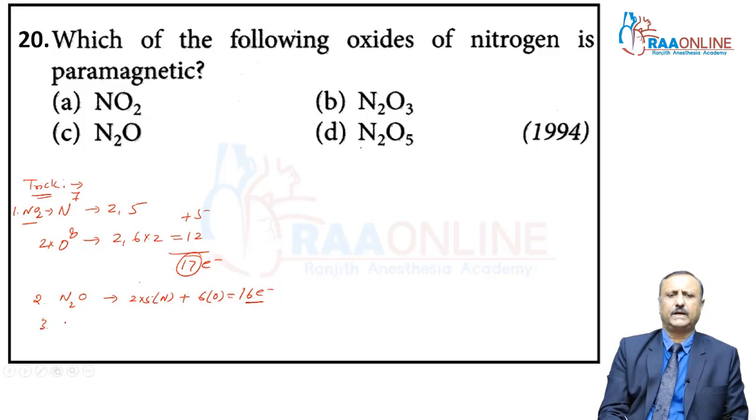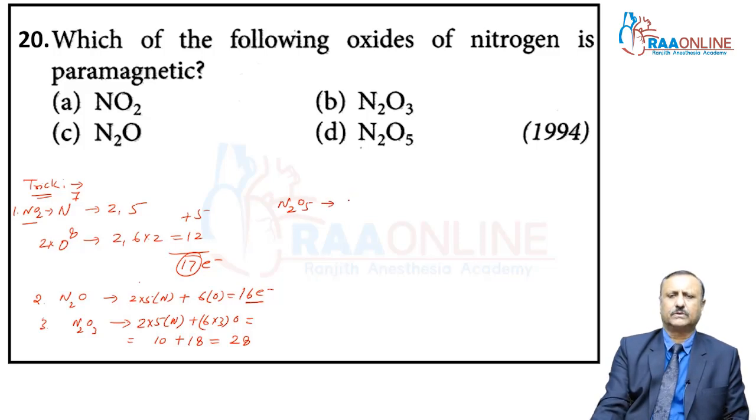We can see here N2O3. My dear students, for N2O3, 2 into 5 valence electrons for nitrogen plus 6 into 3 electrons for oxygen. You get 10 for nitrogen and 18 for oxygen. So the total number of electrons is 28. Now we can see the N2O5.